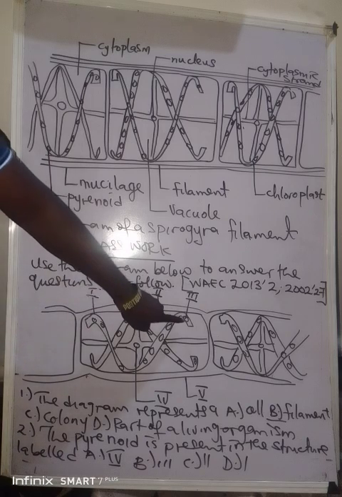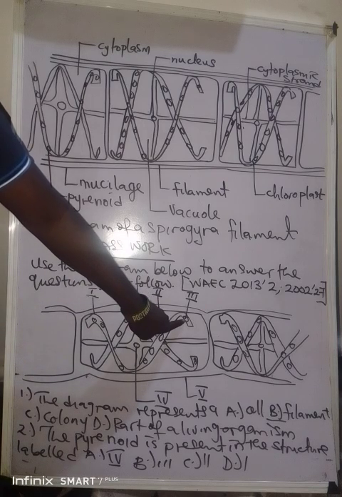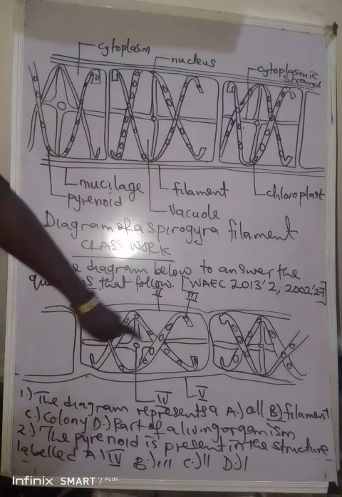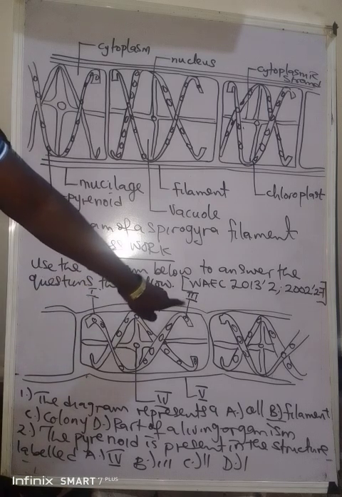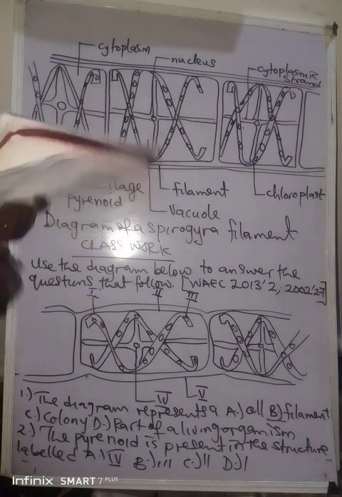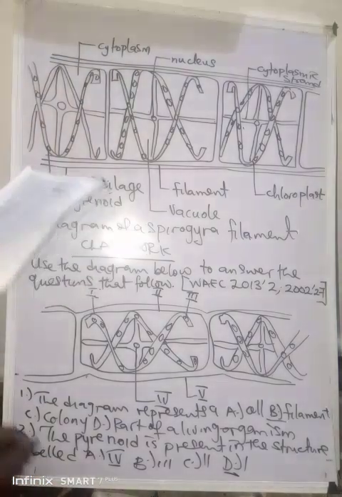The question did not say the pyrenoid is the part labeled dash. If the question said the pyrenoid is the part labeled dash, the answer would be I. But it says it's located on the part labeled I. That's correct. You are good. Clap for yourself. You are a good boy.